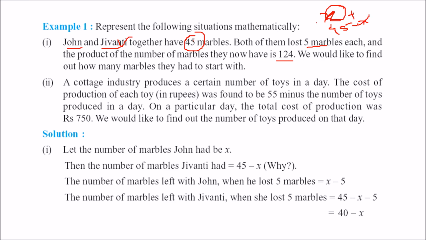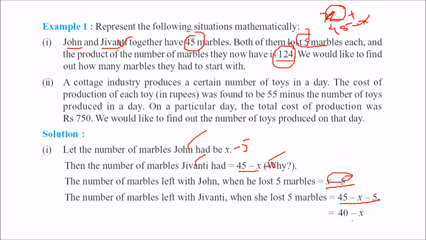So X, if it belongs to, say, John, then Jivanti has to have 45 minus X, and both of them lost 5. So X minus 5 and 45 minus X minus 5. This is X minus 5 when John lost, and 45 minus X minus 5 when Jivanti lost. Now one more situation is given, that the product of the number of marbles they have is 124.